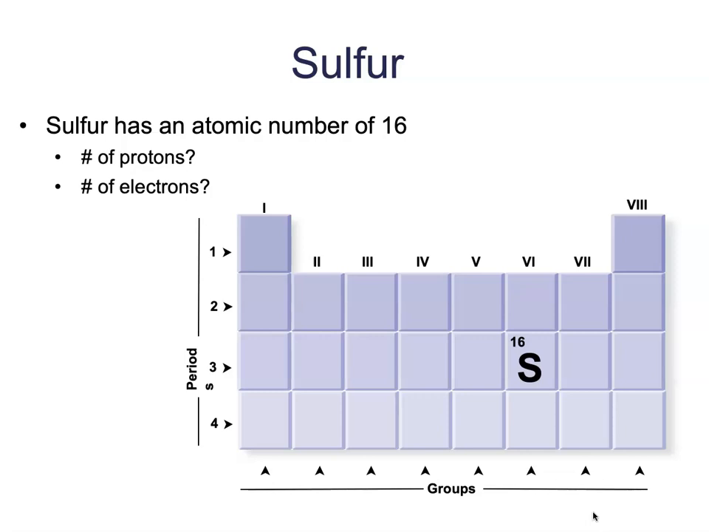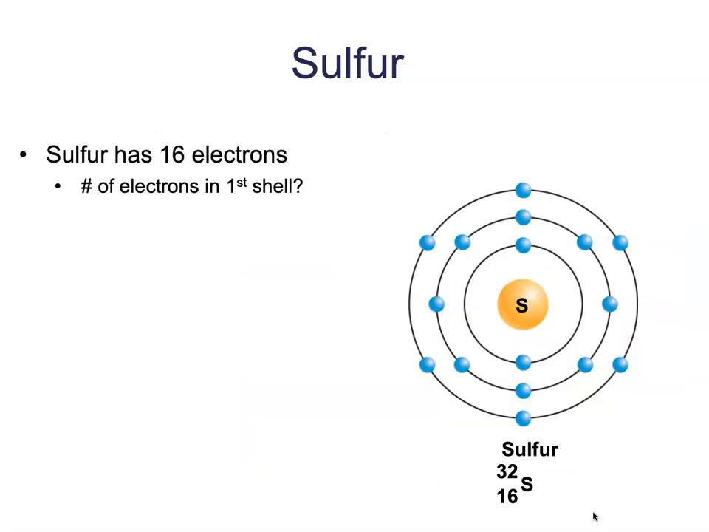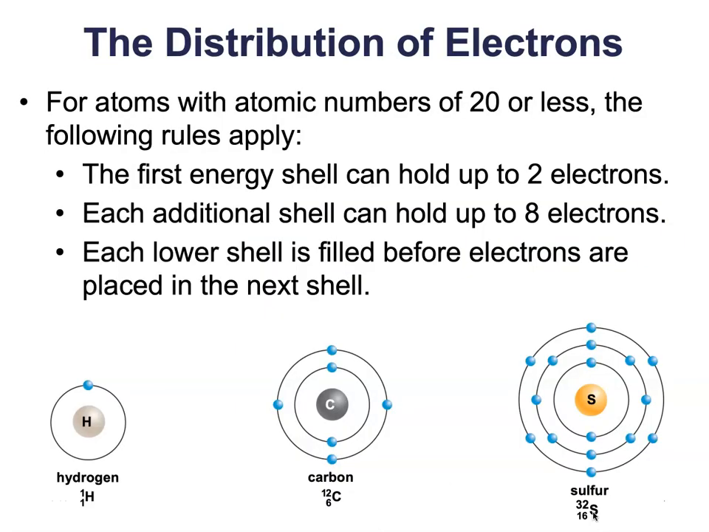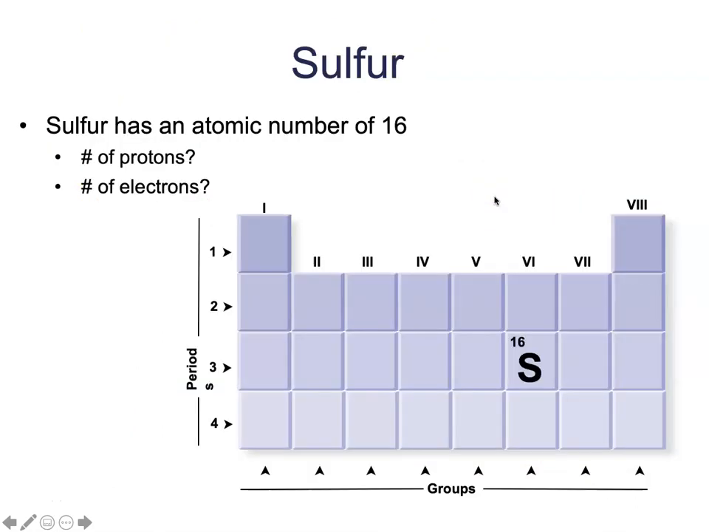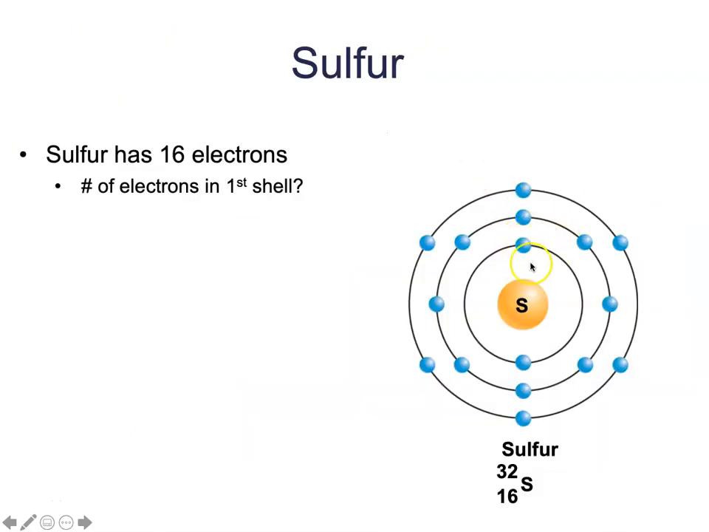16. How many electrons do we have if we are electrically neutral? 16, because our protons, our positive charges, have to match our electrons, our negative charges. So if we have 16 electrons, how many electrons can go in the first energy shell? The answer is 2, because remember, the first energy shell can only hold up to 2 electrons. So we can put 2 electrons in the first shell.